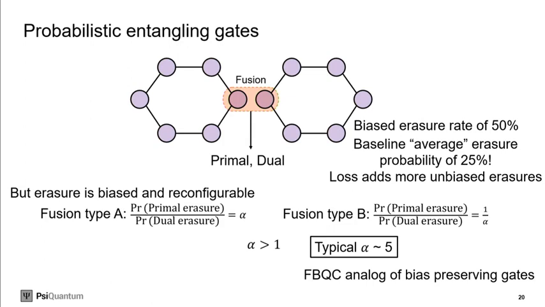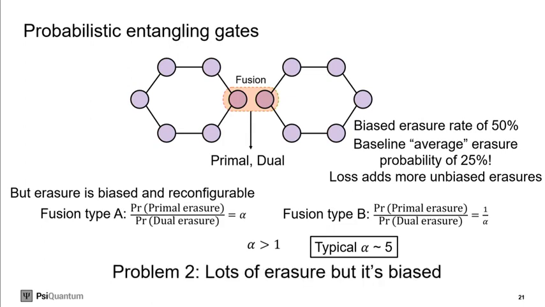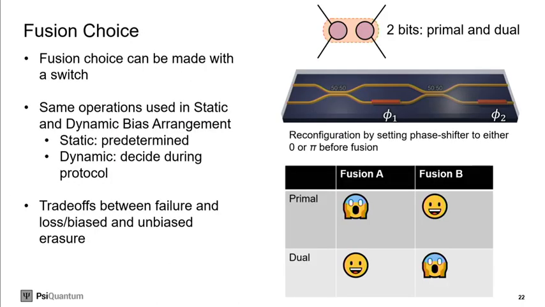And this is sort of the FBQC analog of bias preserving gates. So yeah, this is the problem. There's lots of erasure, but thankfully it's biased. We of course need to be able to switch between fusion type A and type B, and this fusion choice can be made with a switch in photonics, which is a component that is easy to fabricate. So I'd just like to point out that these are the same sort of operations that you use in static bias arrangement. So the fundamental operations are the same. The only difference is in static bias arrangement, the switch settings are predetermined, whereas in dynamic, you decide during the protocol. There are some details I won't have time to go into here.